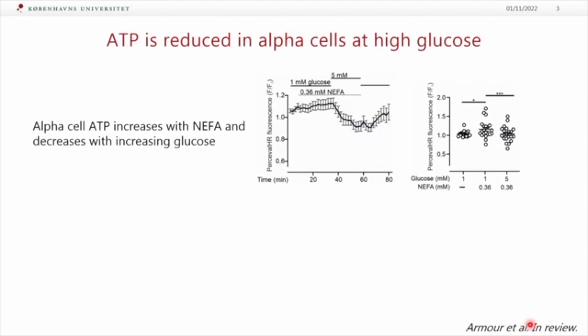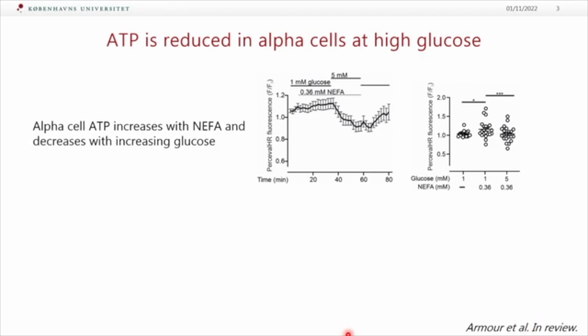So first off, we are looking at ATP dynamics in the alpha cell, and here we use different glucose concentrations and a physiological mix and concentration of non-esterified fatty acids. And we observe changes in ATP through use of the Perceval HR sensor, but we express it under the control of the preproglucagon promoter. So this is only expressed in alpha cells.